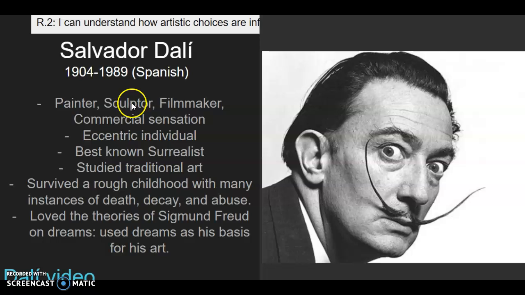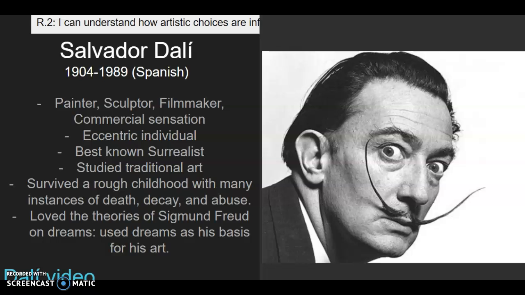So he was a painter, a sculptor, and a filmmaker. He was a commercial sensation, which means that he not only made a lot of money, but he was very well known. He would have been extremely viral in today's internet world. And he was an eccentric individual. Eccentric is a word that means they're crazy, but it's not because their brain is ill. It's not crazy like a doctor's going to give you medicine to help medicate and help you live within the world. It's eccentric is crazy like wearing your pants on your head kind of thing.